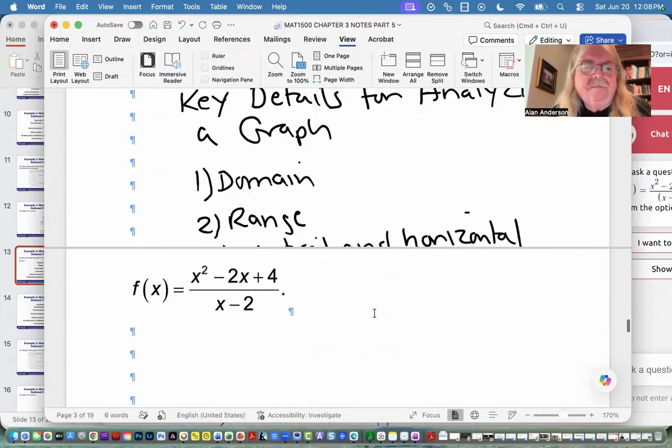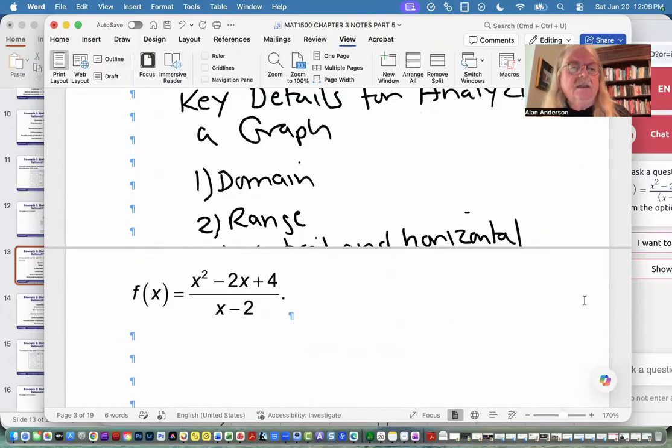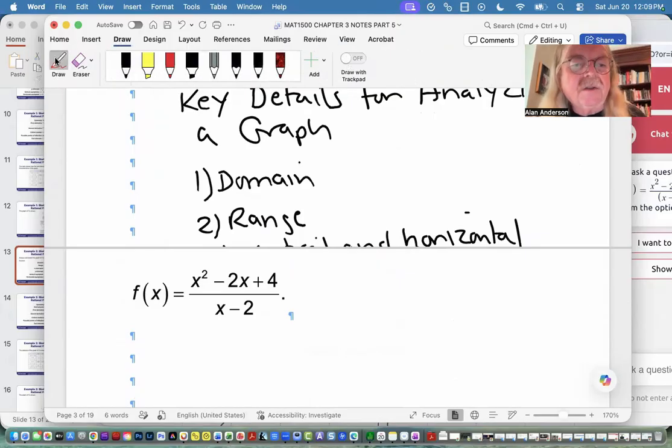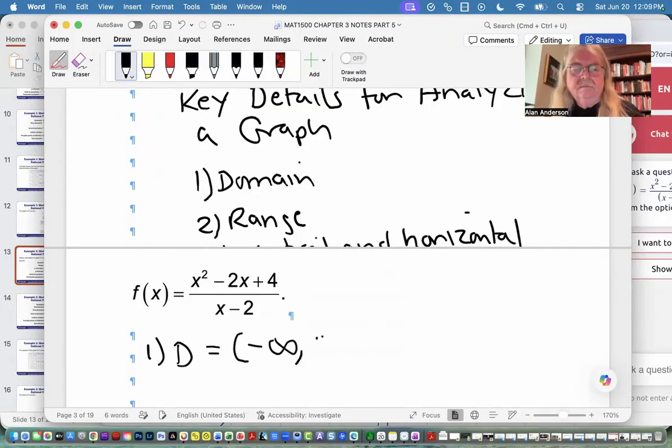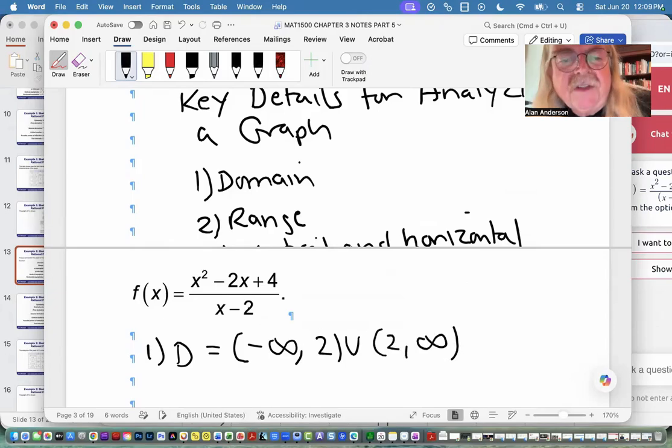All right, here we go. So the domain, as you can see, is not going to include positive 2, because, of course, that would lead to division by 0.